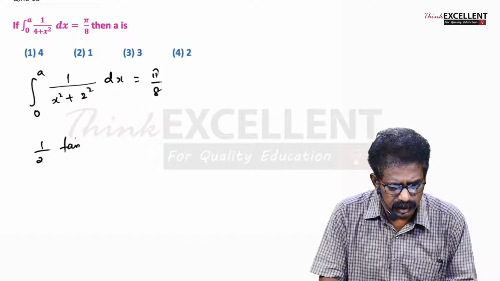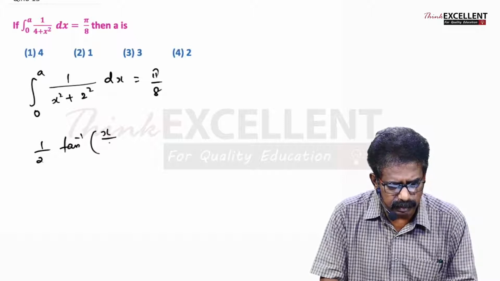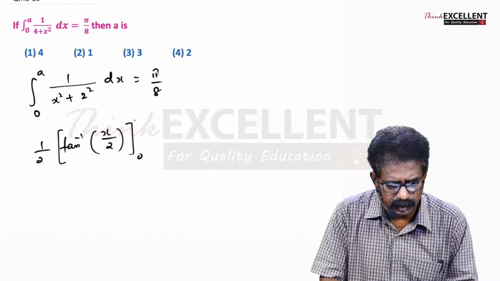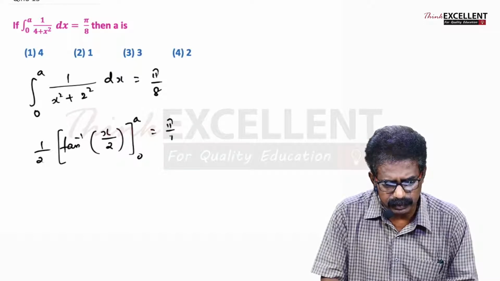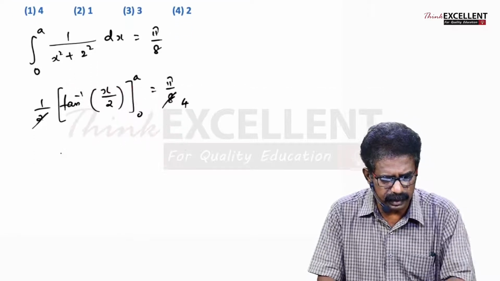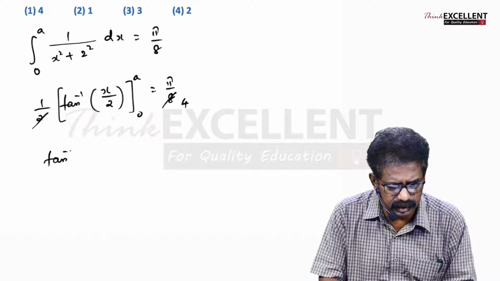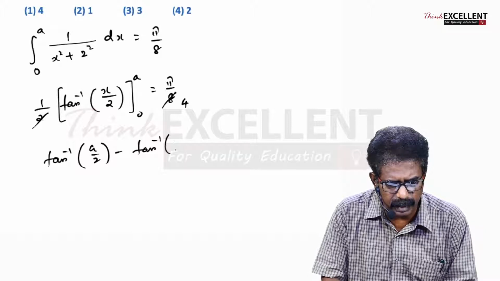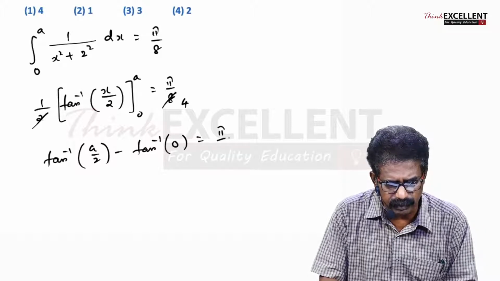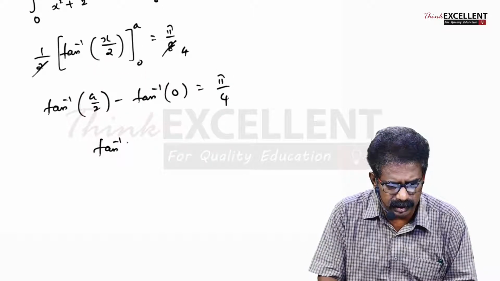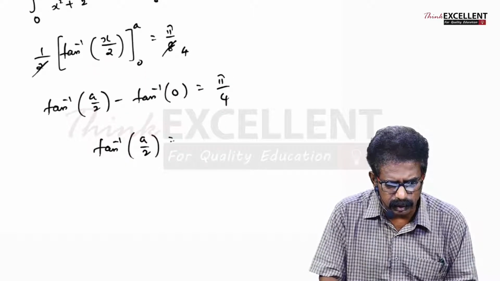tan inverse x by 2, limit 0 to a, equal to pi by 8. Cancelling 2 and 8 gives 4. Give the upper limit a first. So tan inverse a by 2 minus tan inverse 0 by 2, that is 0, equal to pi by 4. Tan inverse 0 is 0 only, leave that. So tan inverse a by 2 equal to pi by 4.